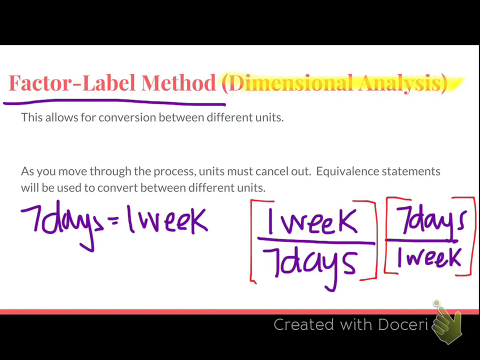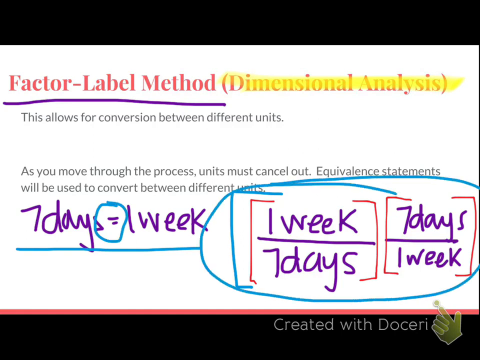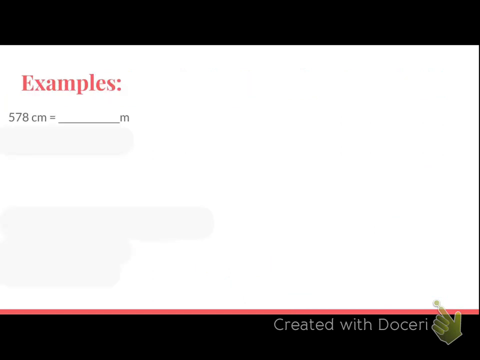So the form of writing in the factor label method is writing it this way down here. This is your equivalence statement, just indicating that they're equal to each other with our little equal sign. That's what we just did. But this way right here is how we're going to use it to get our units to cancel out. So this canceling out part right here. All right, so some examples of how to use the factor label method as we are doing this.